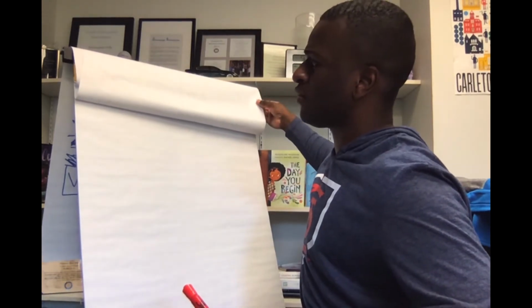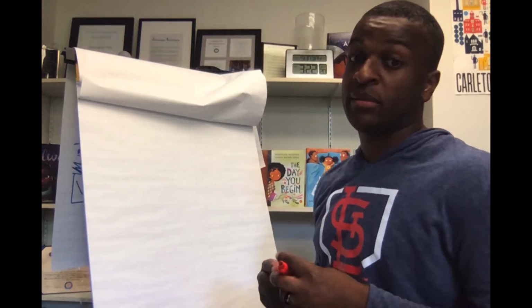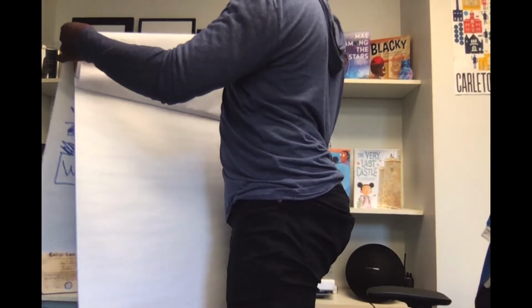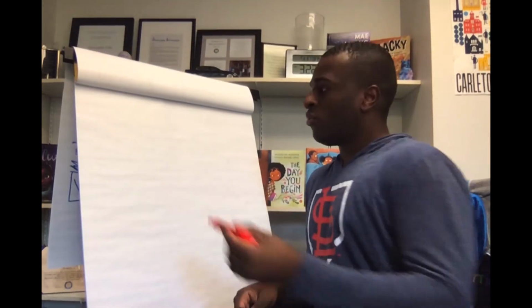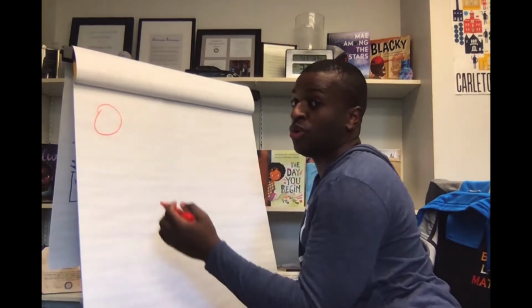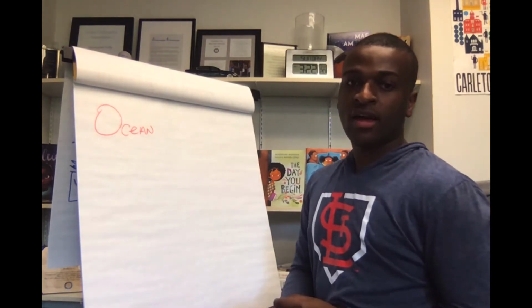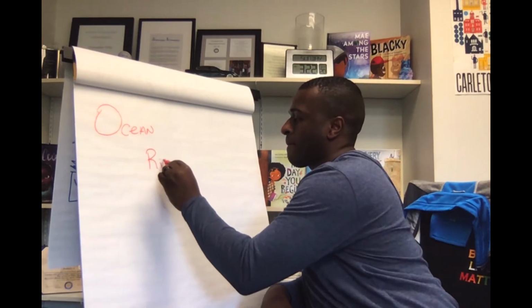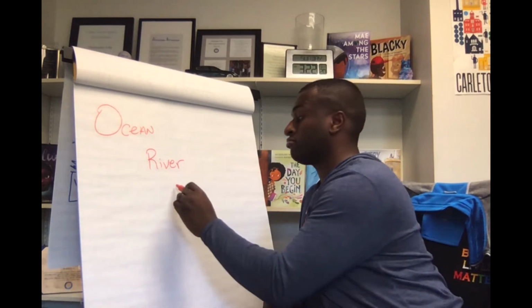Can you think of types of water that exist on Earth? The first one that comes to mind for me is probably the biggest, and that's going to be, let's make this a little neater. Can't have our boards messed up like that. Much better. One that comes to mind starts with an O, ocean. Another one that comes to mind is a river. Another one is a lake.